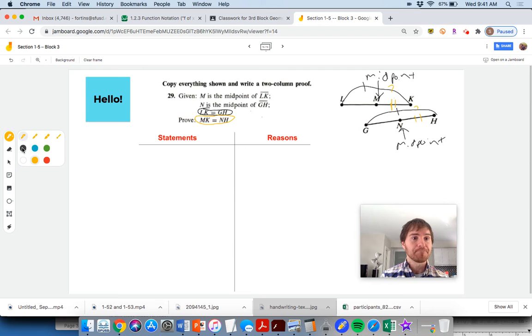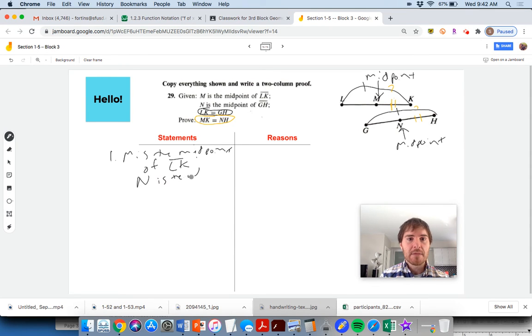Well, let's check it out here, because I think we can get there following our discipline of writing out our givens, of course. So M is the midpoint. You can just scribble it out here. It feels kind of redundant to do, but it is important that you're presenting this as your original if statement, right? Because if M is the midpoint of LK and N is the midpoint of GH, and that's by given, and we also know that LK equals GH, then that's going to get us to a few things.